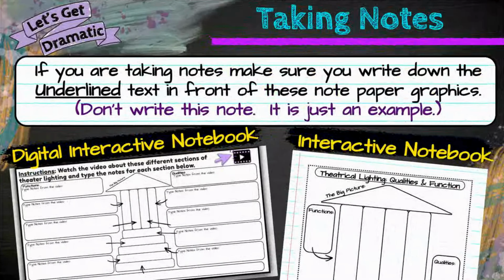If you are taking notes, make sure you write down the underlined text in front of these note paper graphics. Don't write down this note, it's just an example. If you are doing the digital interactive notebook, you're going to be typing the underlined text in these different boxes, and you'll see the graphics on here so you'll know where to type what note. If you're doing the physical interactive notebook, then you'll write the different underlined text in these different areas.